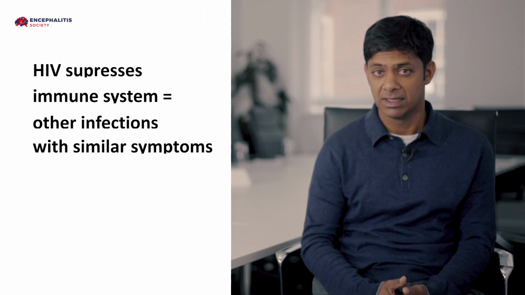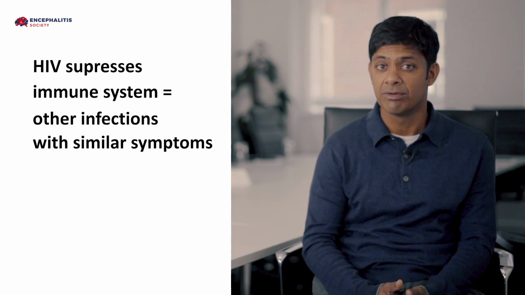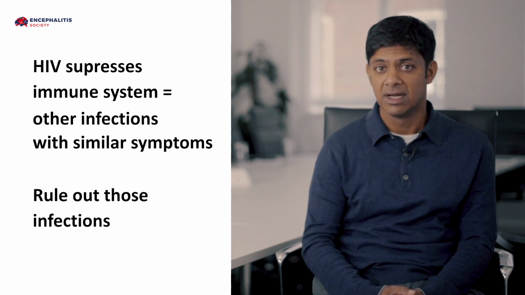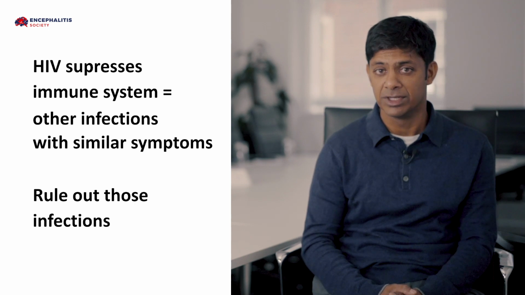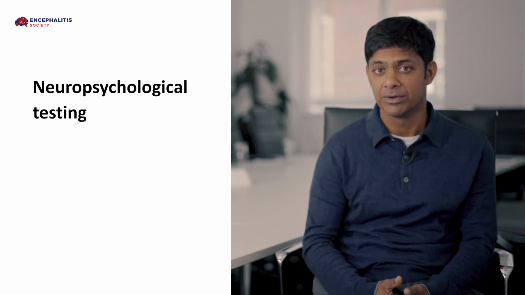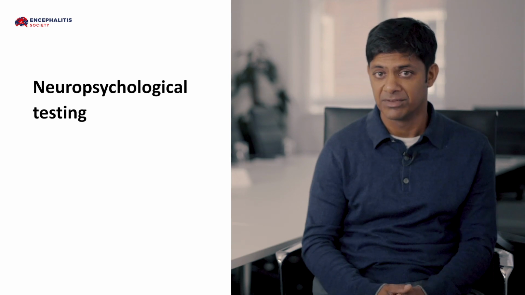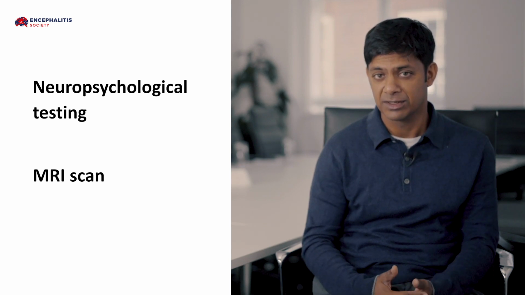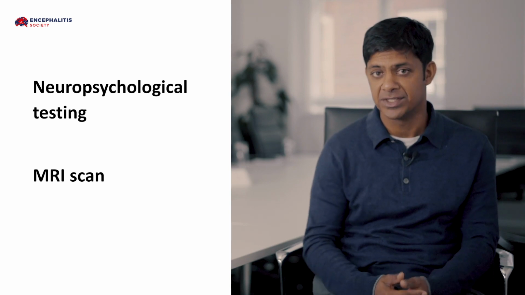The diagnosis of HIV encephalitis requires several things. One thing is that HIV suppresses your immune system, so a patient can get other infections that can cause similar symptoms. So the first thing you want to do is to rule out those infections. You do various tests on the blood, on the spinal fluid, and once you've ruled those out, then you can attribute the symptoms to HIV encephalitis. And obviously the patient has to have HIV. The other thing is you do neuropsychological testing to see if someone has an impairment in the way they think, in their personality, in their memory, in their attention. And then lastly, you can do an MRI scan, which is an image of the brain, and you can see if it has the characteristic changes of HIV encephalitis, which is inflammation throughout the brain.